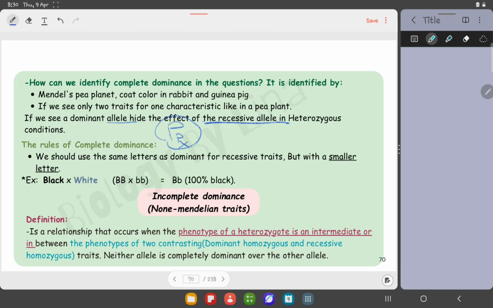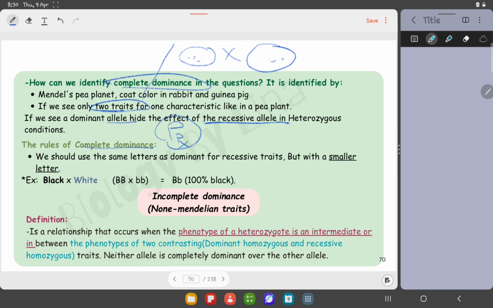Okay, and also if we see only two traits for one character, at that time you will know it's Mendelian genetics again. Why? Because we talked about the pea plant, for example. Mendel studied each character with two contrasting traits. For example, round and wrinkled, green and yellow, inflated and constricted. So if we see only two traits for each character, this will be complete dominance and Mendelian genetics.